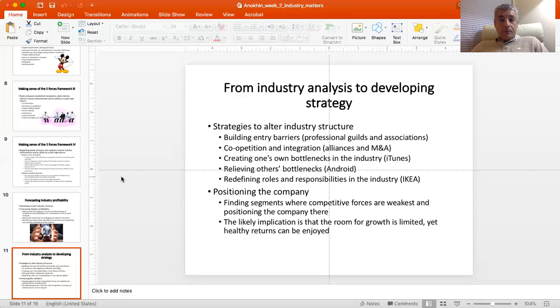If competition, if rivalry is a major concern, well, then maybe you start thinking about integration, right? You either acquire your competitors or maybe you create joint ventures, alliances of some sort, something that's known as co-opetition, right? So this is cooperation among competitors. Maybe you try to create sort of artificial bottlenecks in your industry.